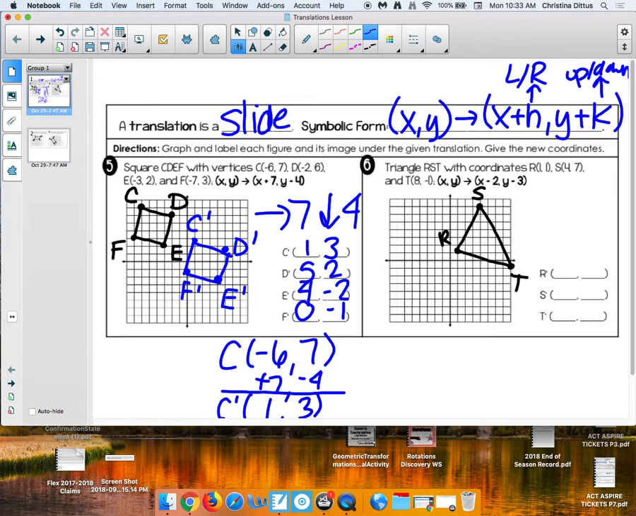Okay. If I look at number 6 and I look at my x minus 2, does that mean I should go left or right? Left. Left how much? 2. Am I going up or down? Down. Down how much? 3. So move each dot left 2, down 3.